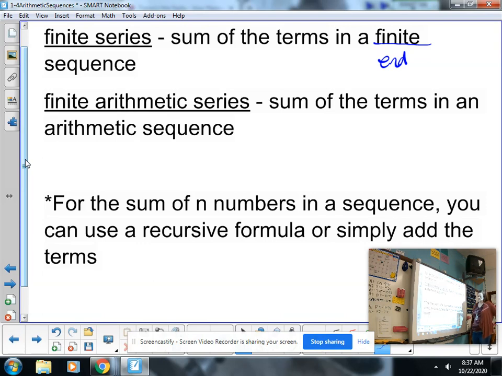There are different types of series. There's geometric series, where you multiply to get the next term in the sequence. But for today, we are still going to be adding or subtracting to get the next term. So if you're trying to find the sum, you can always add the terms together, or you can use a recursive type formula. And we're going to take a look at some of those types of examples.